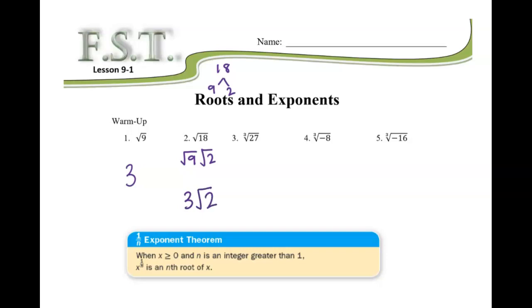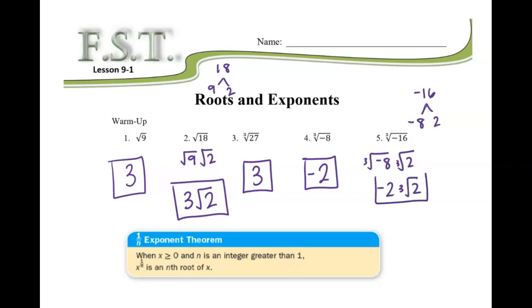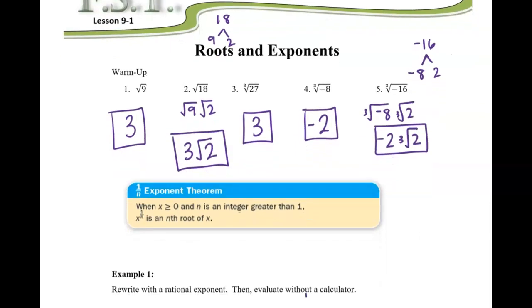is 3 root 2. The cube root of 27 is really just asking what to the third power equals 27, and that's 3. The cube root of negative 8 is asking what cubed equals negative 8: negative 2. The cube root of negative 16, well, I don't know what that is, but I can split this into negative 8 and 2, and the cube root of negative 8 times the cube root of 2 will be the same as the cube root of negative 16. The cube root of negative 8 is negative 2, and then we have the cube root of 2. So there's our answer.